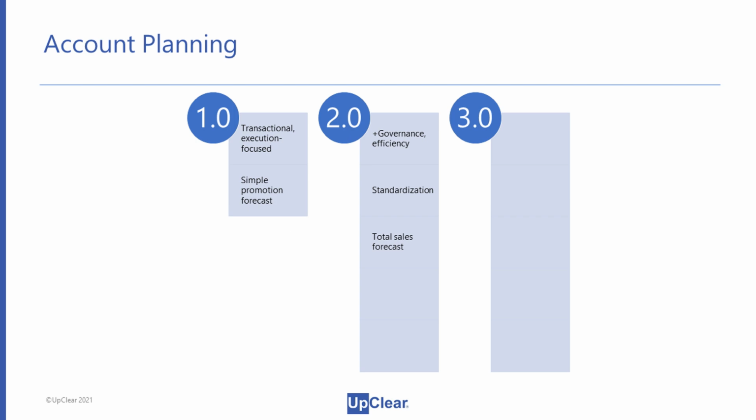As we move to the 2.0 world, a layer of governance is added, and there also tends to be a drive for efficiency. So at this point, distribution has grown. The number of people involved in the process has increased. The number of transactions has also increased. So you're dealing with more customers, and that means more pricing conditions, more deductions. So there tends to be a drive towards standardization. And then another thing that we see in 2.0 is the creation of a total sales forecast instead of potentially just focusing on promoted volume.